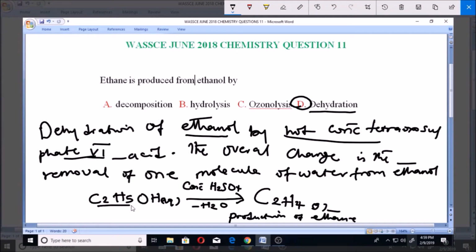So this is your ethanol, and you're removing this water in order to get this ethane. So when you dehydrate ethanol using hot concentrated tetraoxosulfate 6 acid, you'll be able to get ethane. That is how ethane is produced, by the dehydration of this ethanol using concentrated H2SO4.